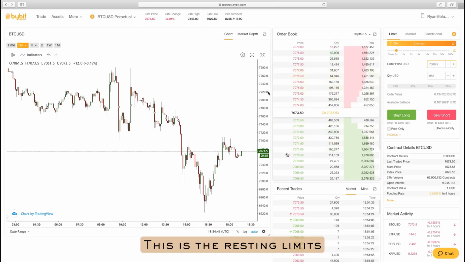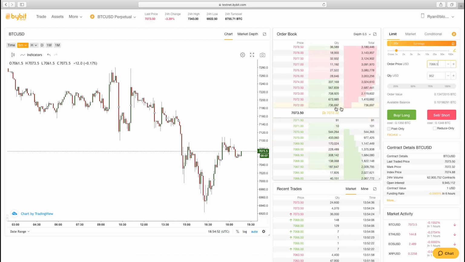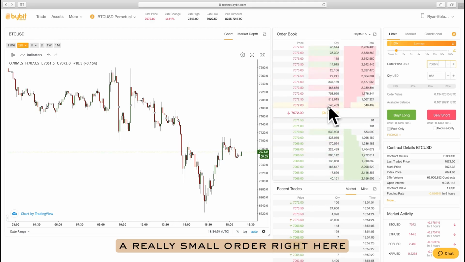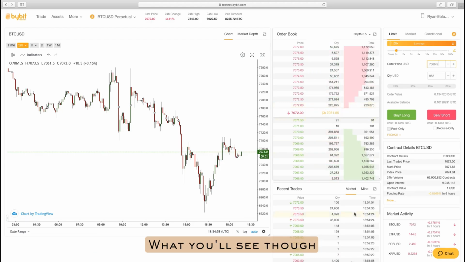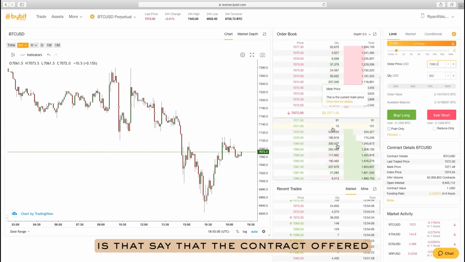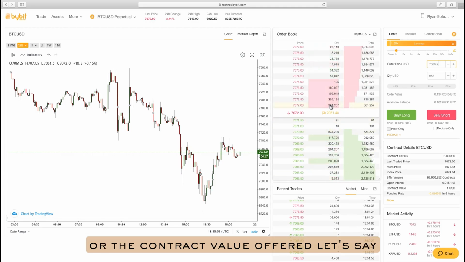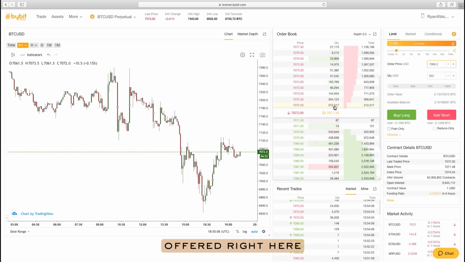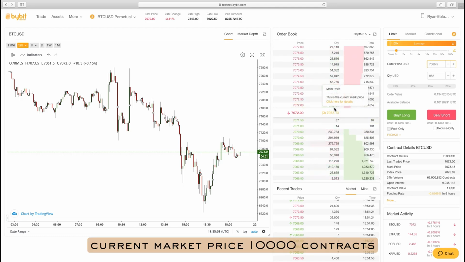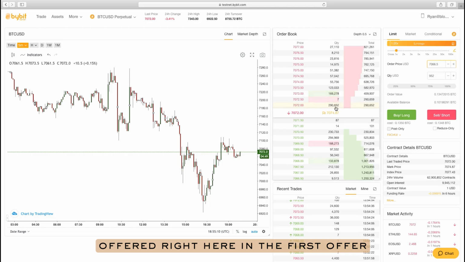This is the resting limits to either buy or sell, all right? And these are the visible ones. There'll be times when you'll see something like an iceberg, where it will be a really small order right here. It'll stay here, but it'll keep reflashing and refilling. Say the contract value offered is 10,000 contracts offered right here at the current market price, in the first offer, all right?